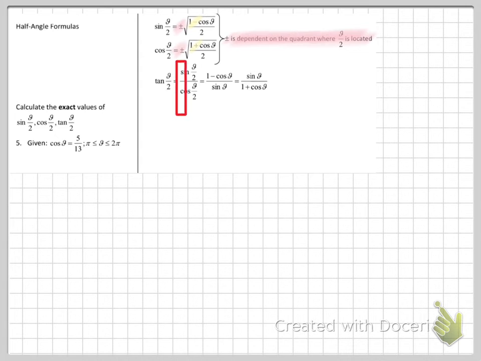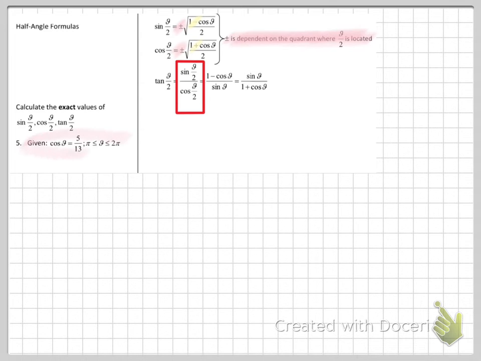And once again, tangent is the answer to sine over the answer to cosine. That's the one we're going to use most often. So calculate the exact values of all 3. And then they give us some information for regular theta. Okay, so notice that we're given regular theta. So use all this information.